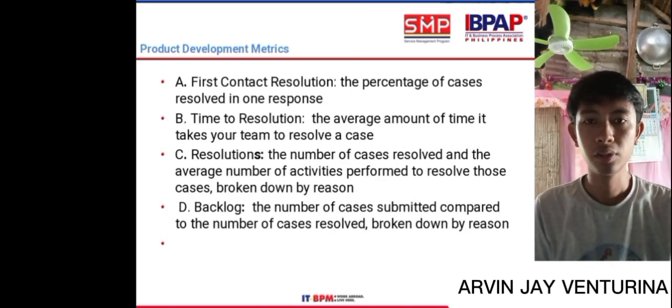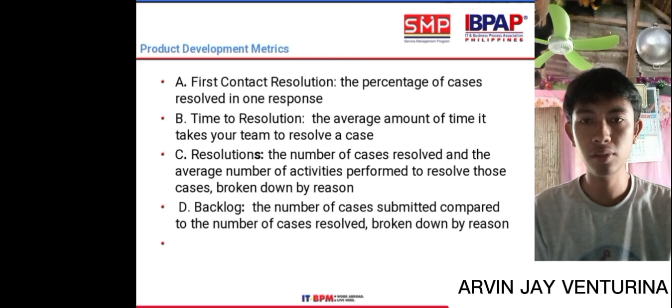A. First contact resolution, the percentage of cases resolved with a single response. And B, time to resolution, the average time it takes to resolve a case. And C, resolution, the number of cases resolved and the average number of actions taken to resolve them, categorized by reason. And D, backlog, the number of submitted cases compared to the number of resolved cases, also categorized by reason.